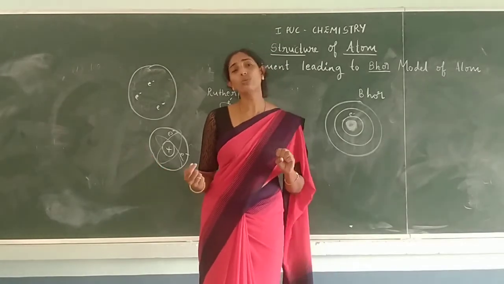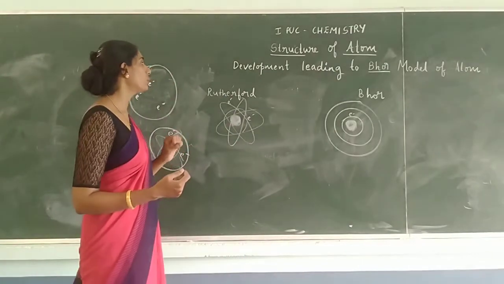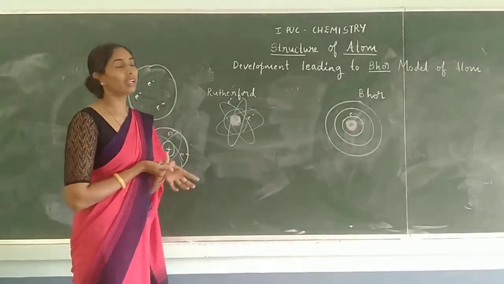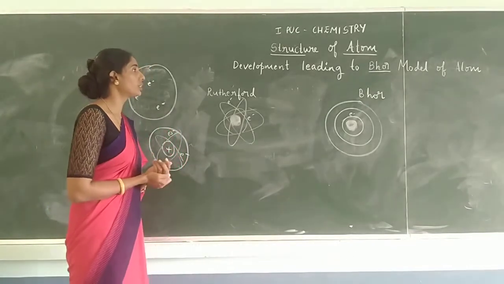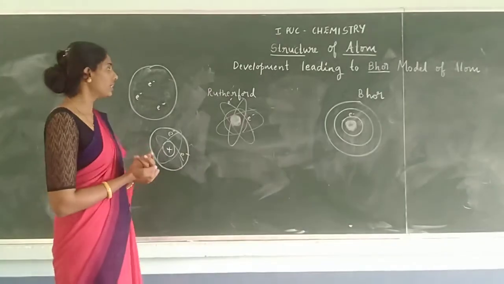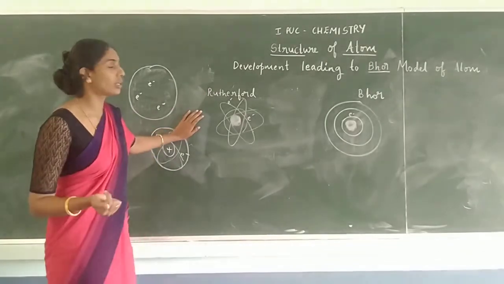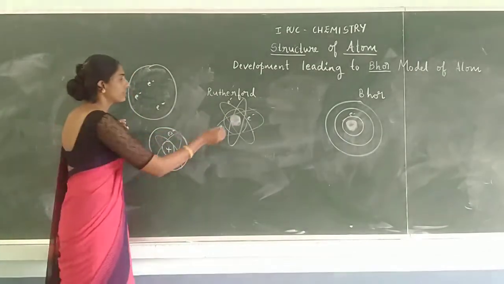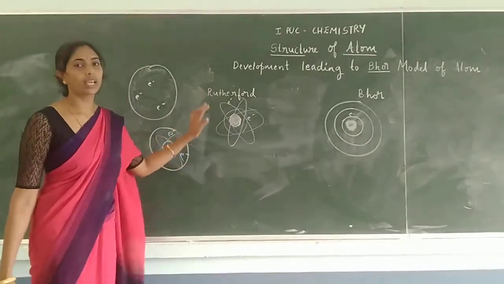So he used that limitation, and he just modified the model. That modified model is called as Bohr model of the atom. But before publishing the Bohr model of atom, he considered the limitations of the Rutherford model. Okay, if you look here, the positive charge is there at the center according to the Rutherford model, and electrons are revolving around it.